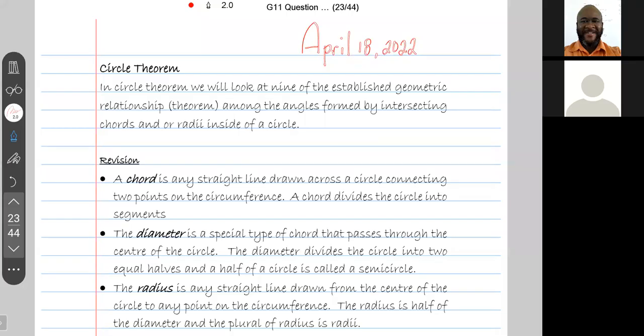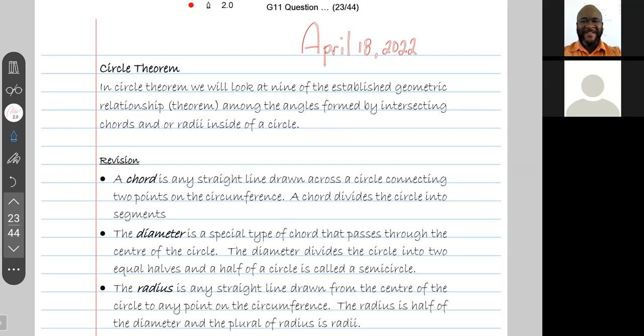All right, so again, April the 18th, 2022, and we're about to start circle theorem. And I start by saying that in circle theorem, we look at 9 of the established geometric relationship theorems among the angles formed by intersecting chords and/or radii inside of a circle. So there are about 9 circle theorems that we have to learn. And circle theorems is about the relationship that is formed when chords and radii or diameter intersect within a circle.